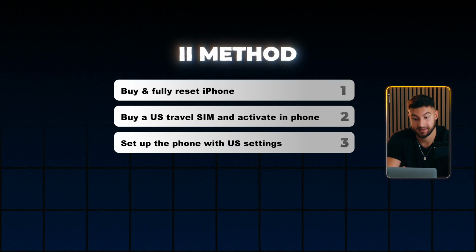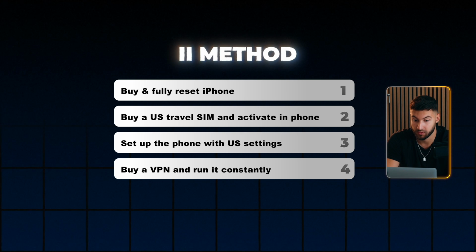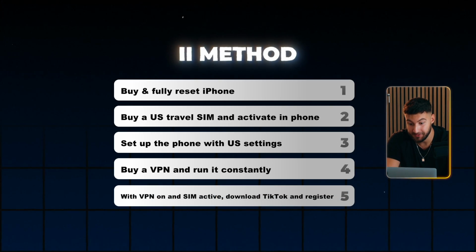Step number 3 is start up the iPhone and select the settings as if you were in the United States. Step number 4, again, purchase some sort of VPN, doesn't matter which one, NordVPN, whatever. And again, leave it running forever. So with your VPN turned on and active SIM with service, download TikTok and create an account. And now, congrats, you have your TikTok green card, you officially are in the US.